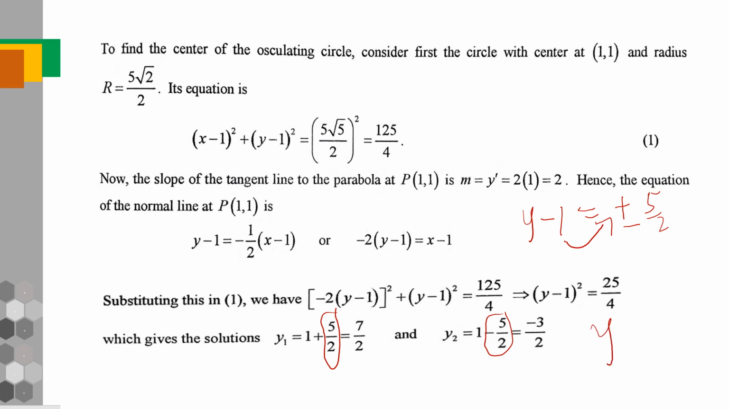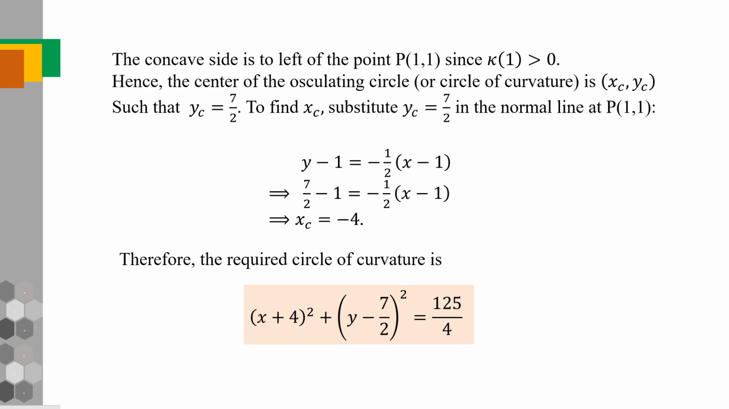So we have y equals 1 plus 5 over 2, and the second value of y is 1 minus 5 over 2, because of plus and minus. So we have 7 halves and negative 3 halves. Okay, so the concave side is to the left of the point P(1, 1). Why to the left? Because our curvature is positive.